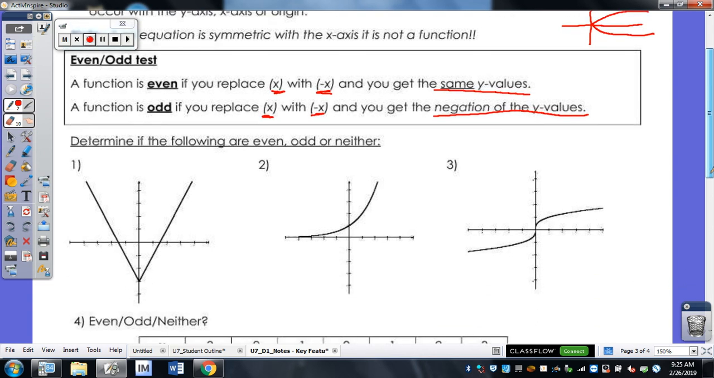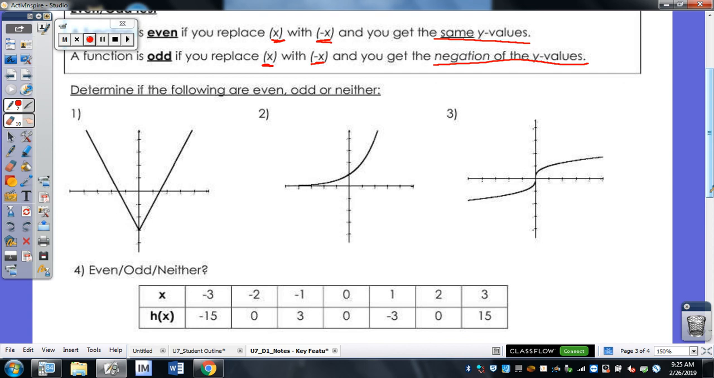So even and odd, easiest to test and notice by actually looking at the graph of it. So if we look at number 1 here, is this symmetric over the y-axis? Yeah. If I fold that paper up on my y-axis, it's going to be exactly the same. So this is what we call an even function. It is symmetric over that y-axis.